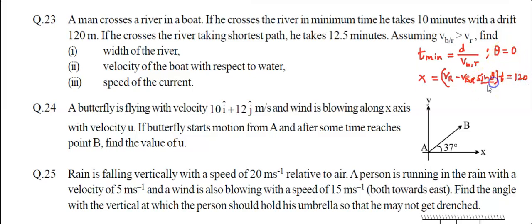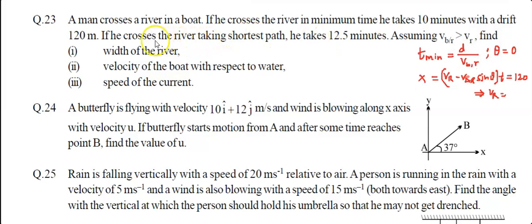Now theta is 0, you place 0 here, so that term will become 0. This is Vr, and T is the T minimum that is known to us. So in this expression, T is given to us and this term becomes 0. From here you will be able to find Vr. So this will give you the velocity of the river. Equation number 2. And from the first you will get a relation between these two.